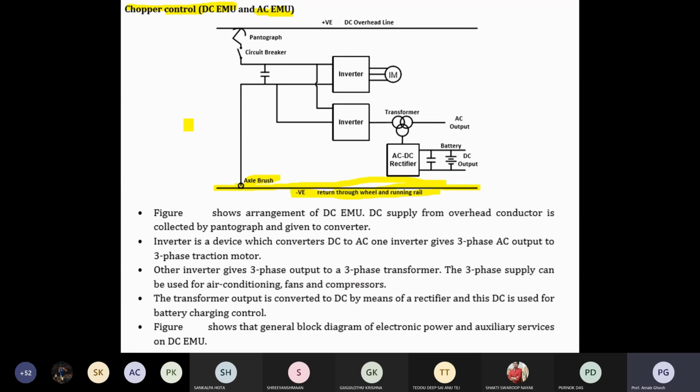This is the return path, and the pantograph is connected to the positive DC overhead line. Normally you can see it for the tram. DC overhead lines are also used in some metros, but not all. Most of the metros, like the Delhi metro, are using 25 kV.